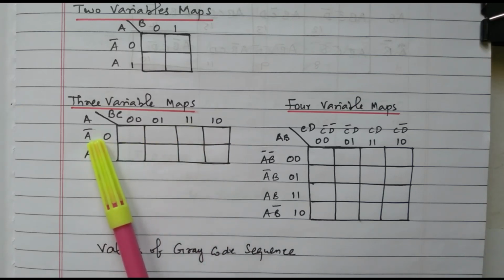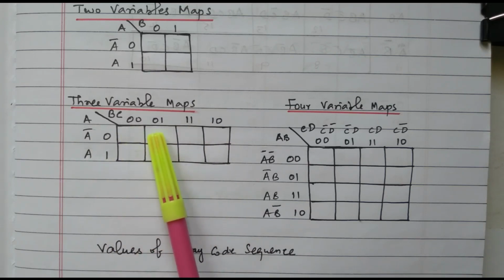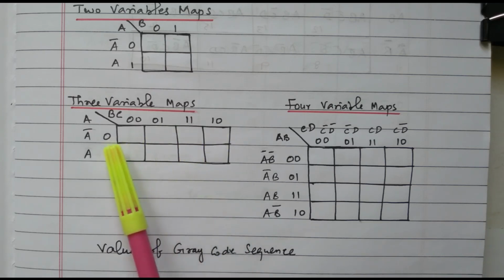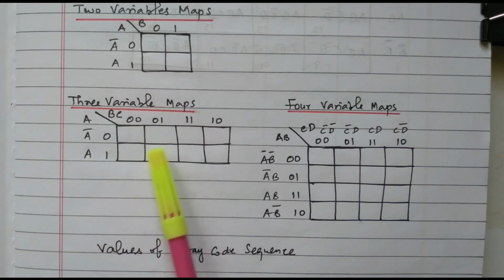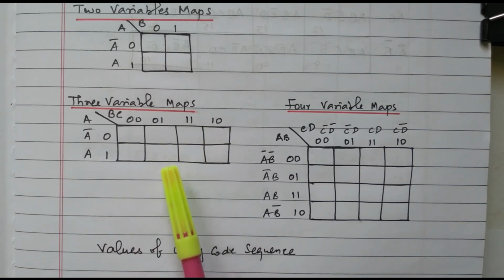This is A bar, A. This 0, 0 means B bar C bar. This is B bar C, B C, B C bar. So what is the first cell? The first cell is 0, 0, 0. All are zeros, that means A bar, B bar, C bar. Similarly, the second one is 0, 0, 1, A bar, B bar, C. Like that we can fill all the cells. For example, this last cell is nothing but 1, 1, 0. 1, 1, 0 means A, B, C bar. Like that we can fill all the cells.